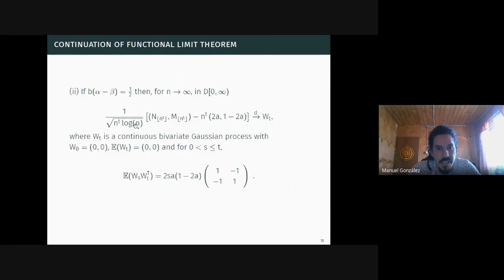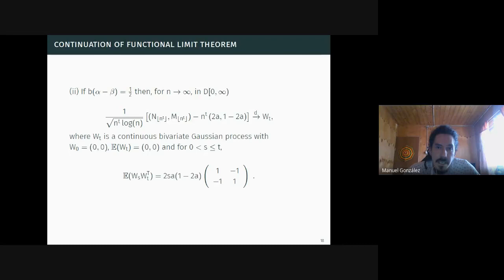This is the critical region. We also have this functional limit theorem. In this case, the limit process is also Gaussian. It's a bivariate process, and we have the matrix of covariance, okay?